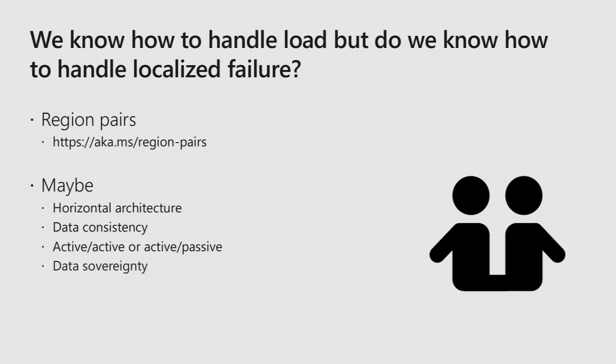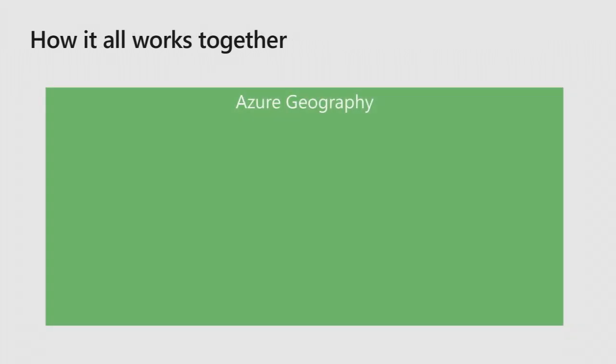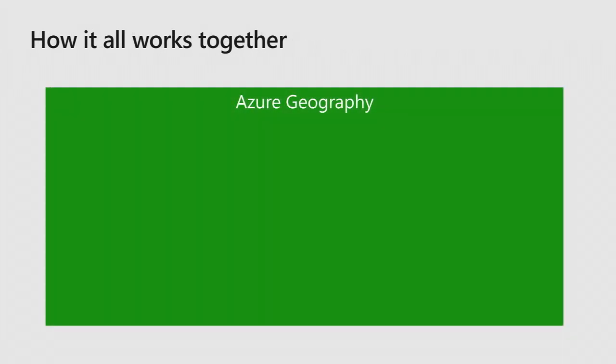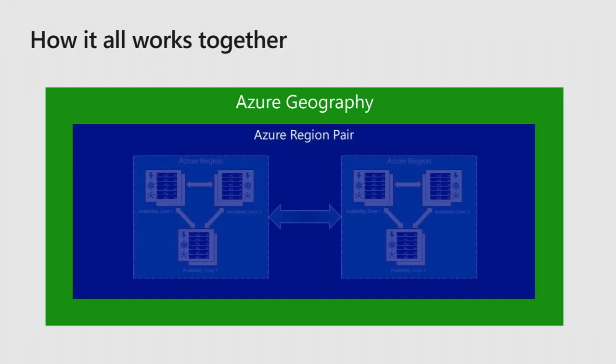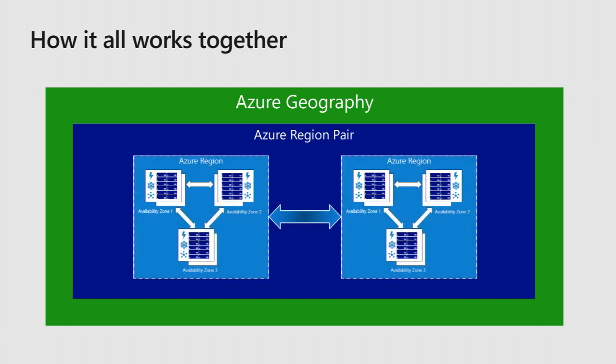Data sovereignty issues, all sorts of fun stuff. If we look at it from a graphical standpoint, we've got the geography, in which case this would be Europe. We've got the region pair, which in this case is going to be Europe North and Europe West. And then we've got the availability zones within each of those individual regions. So how do we manage this on the front end?